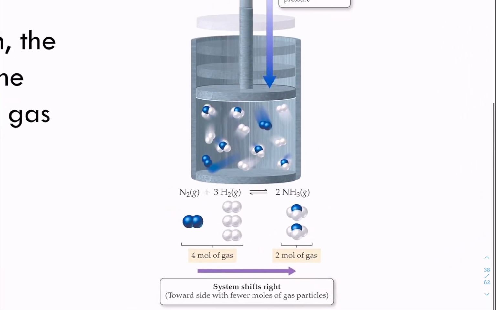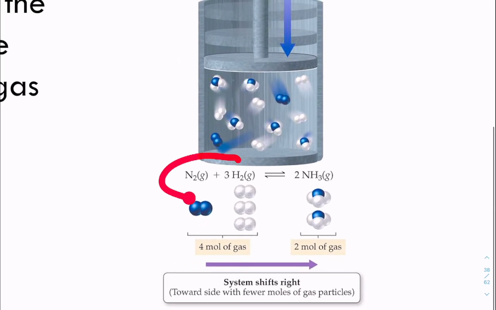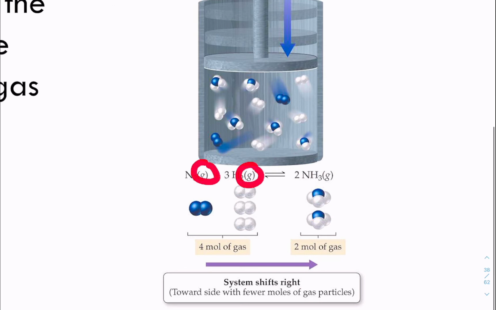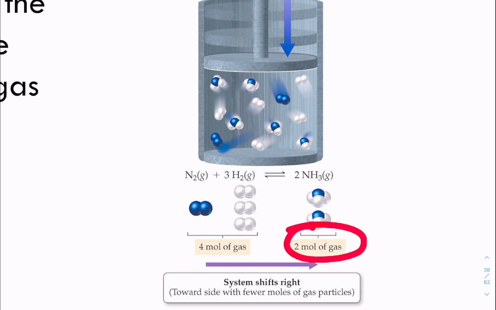So zooming in on this. If we've got this chemical reaction, this is 1 nitrogen and 3 hydrogens to make 2 ammonias. All you have to do is count the moles of gas on either side. All of these are gases. We have 4 moles of gas on the reactant side of the equation and 2 moles of gas on the product side. So if the pressure increases, the system will shift right because there will be fewer moles of gas inside of the cylinder.